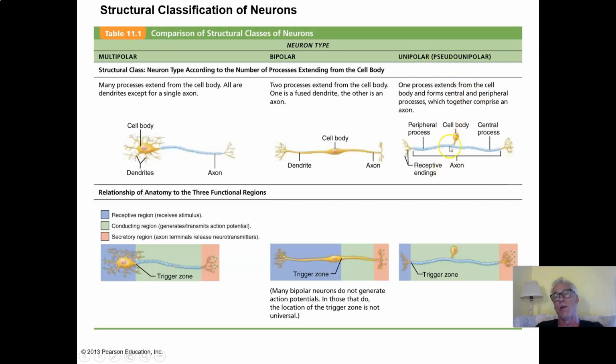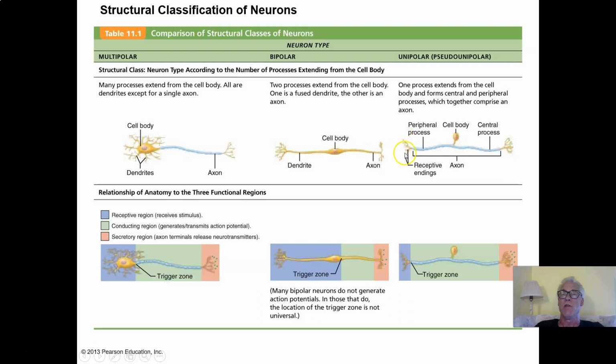A unipolar neuron, here's its cell body, its soma, and it only has one process emanating from the soma, so it's called a unipolar neuron. It has some dendrites. Its dendrites are way over here, and it has a long axon and some terminals, but the cell body is not involved in that receptive kind of process. So this is a sensory neuron.